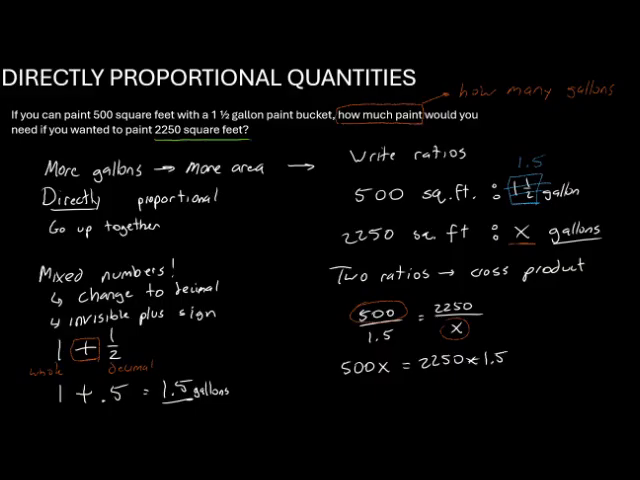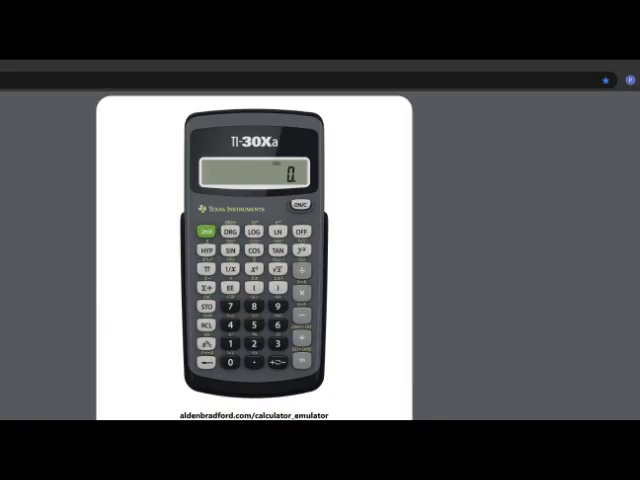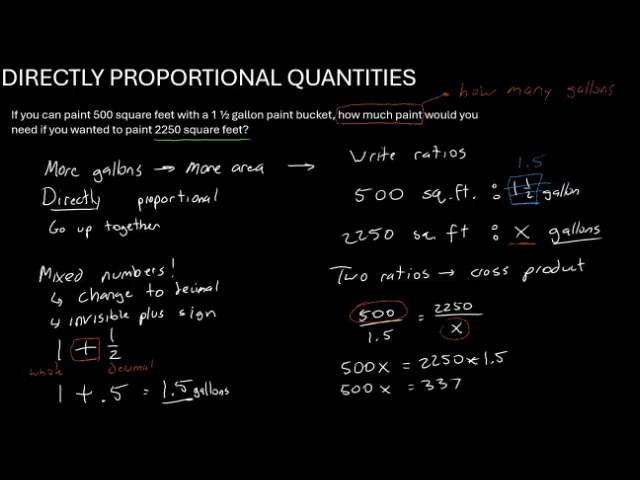Let's go to the calculator and find what that is. We enter 2250 and we multiply by 1.5. This gives us 3,375. Now to get x, we will divide both sides by 500. The 500 that's on the left will cancel out because we have 500 over 500. So x will equal 3,375 over 500.